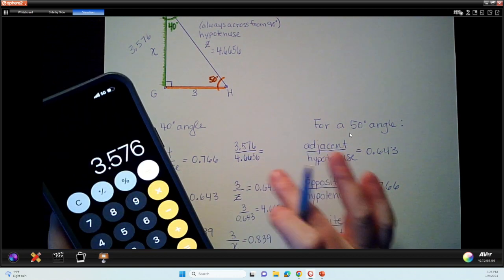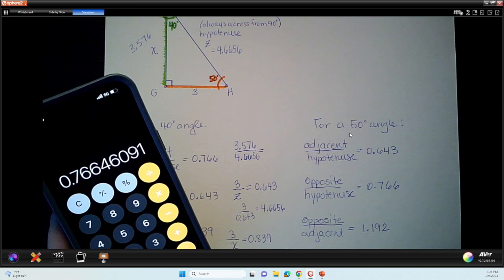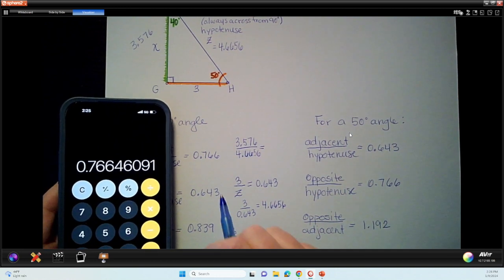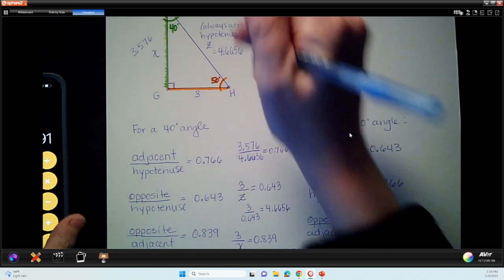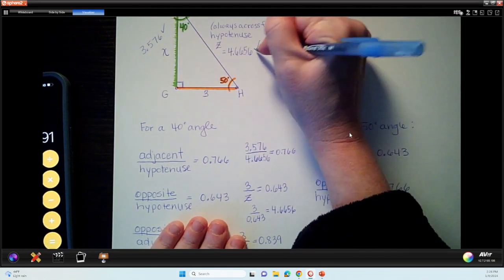3.576 divided by the hypotenuse, 4.6656. And look what we got, 0.664609, etc. But yes, we got 0.766. So I know this is correct. I know this is correct, and I was given this, okay?